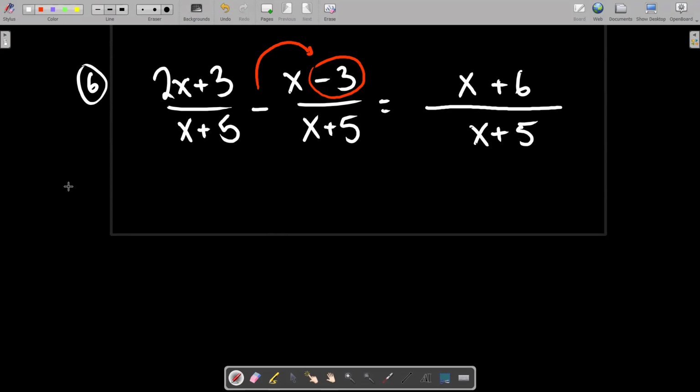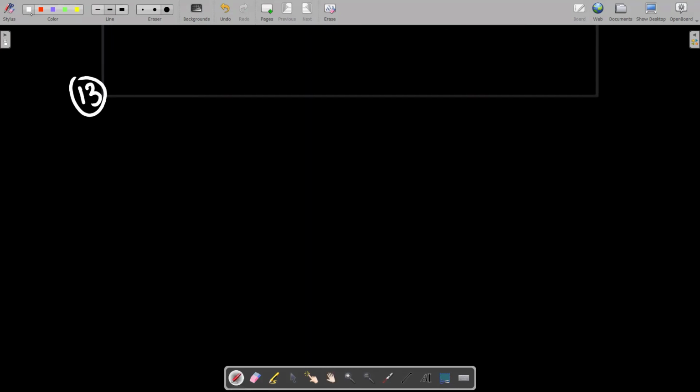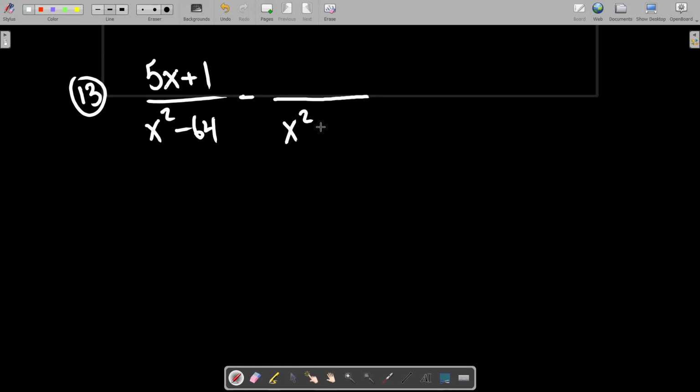Okay, the last one in this section was number 13. So again, let me just copy it down real quick. 5x plus 1 over x squared minus 64. And this is a subtraction. Bottoms are the same, of course. Again, anywhere before problem 19, your bottoms will be the same, which is nice.